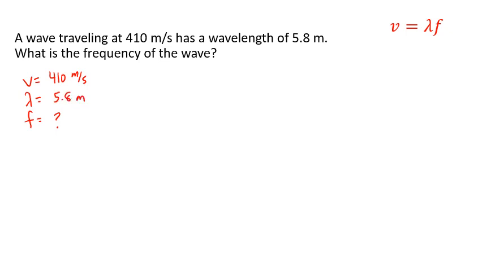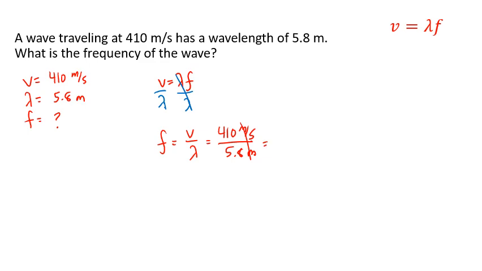So again, what we need to do here is rearrange the equation to where frequency is on a side by itself. So this time we are going to divide both sides by wavelength. That's going to cancel out on the right. So it leaves us with frequency equals wave speed over wavelength. Our units are correct. So 410 meters per second divided by 5.8 meters.